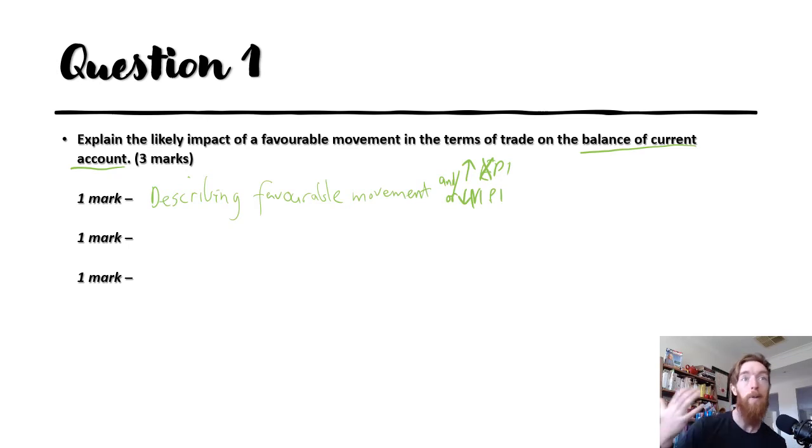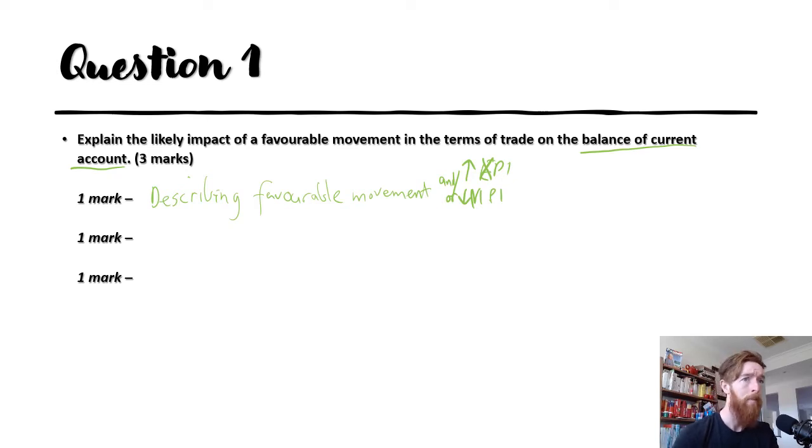If you say a favorable movement in the terms of trade is when there is an increase in the export price index on average, well, that's not technically right, because if the import price index increased at a greater rate, your increase in the export price index hasn't actually had an impact and has actually been negative overall. So that's very, very, very important. So that's talking about what that is, describing that favorable movement.